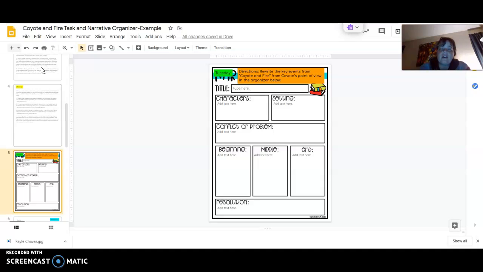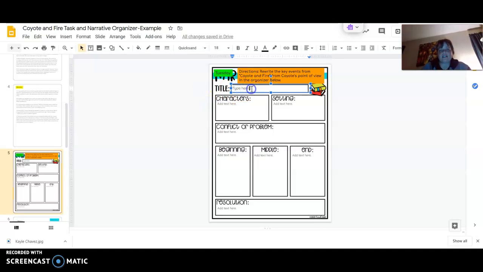Now you are the author of this story that you're writing. It's the same story that you've read, except now you're going to tell it from the coyote's point of view. You don't have to keep the same title of Coyote and Fire. You could choose to put a different title here. Your characters are going to be the same. Your setting is going to be the same.